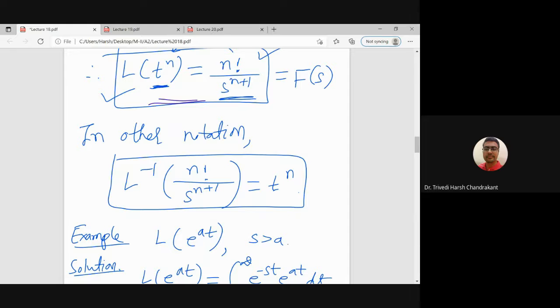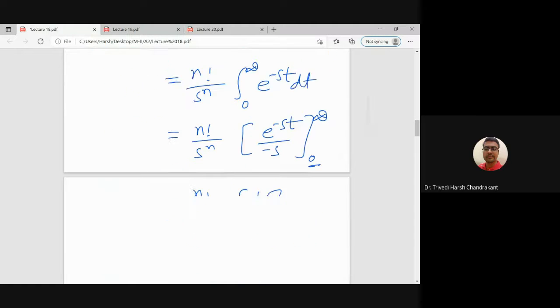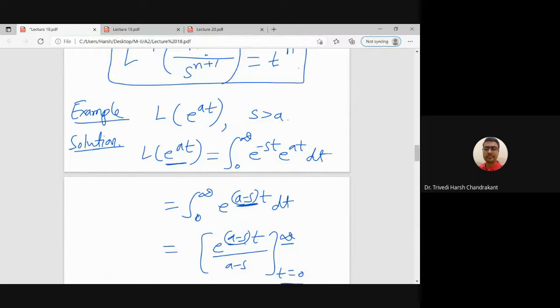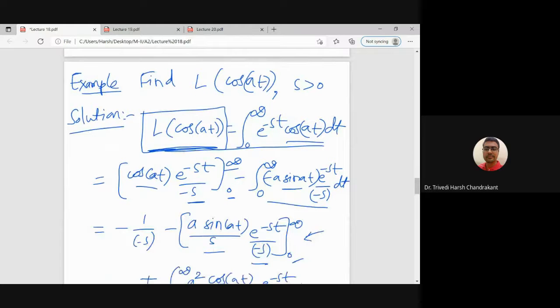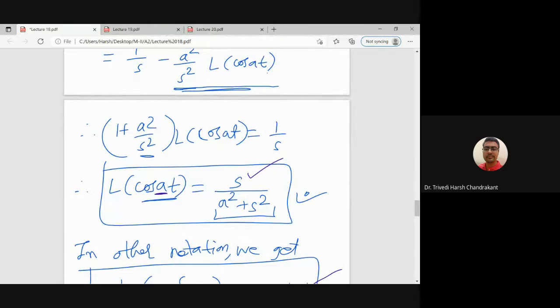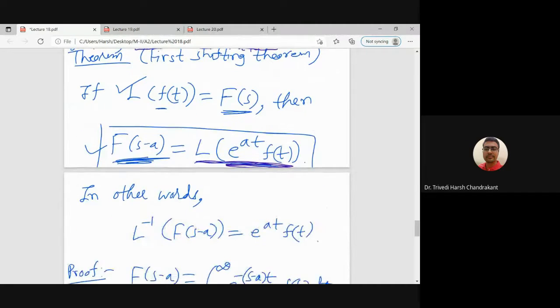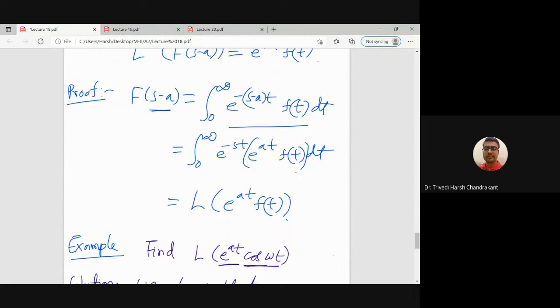In particular, we have also found the Laplace transform of the constant function 1, that is 1 divided by s. Then we define the Laplace transform of e power at, which turns out to be 1 upon s minus a. The Laplace transform of cosine at is s divided by s square plus a square, and for the sine function, the Laplace transform is a divided by s square plus a square. All these formulas you need to remember for standard functions: e power 2t, e power 3t, cos 2t, sin 3t. What will be the Laplace transform? These are the standard examples.